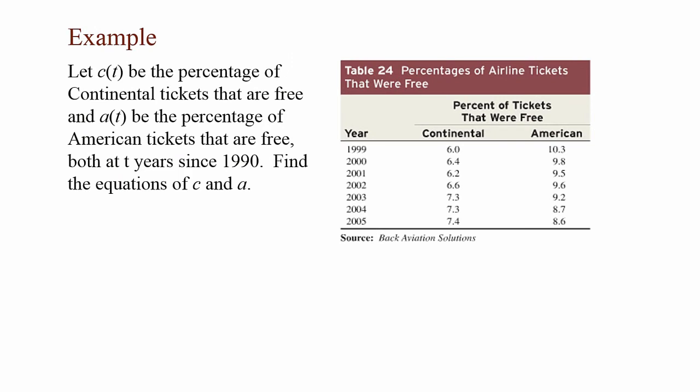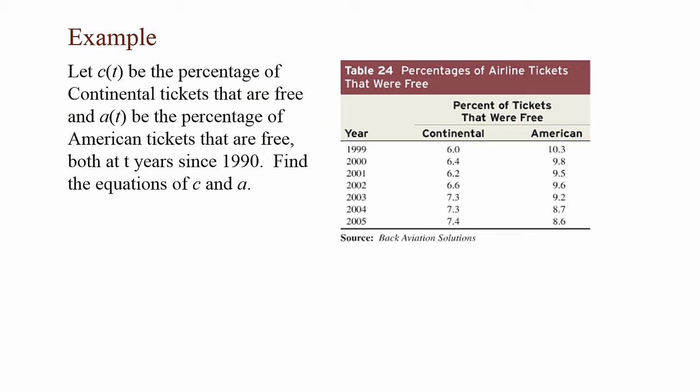Let C of t be the percentage of Continental tickets that are free and A of t be the percentage of American tickets that are free, both at t years since 1990. Find the equations of C and A.